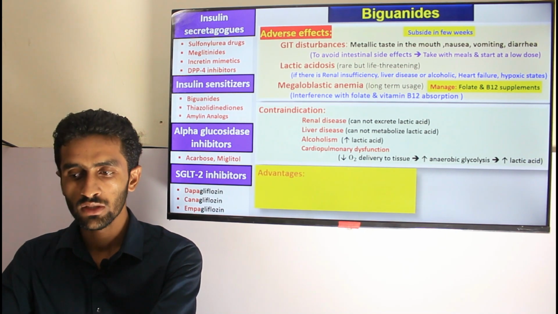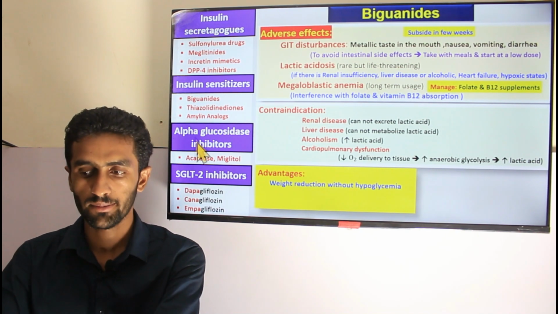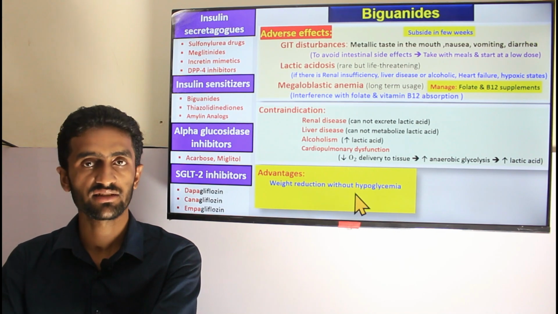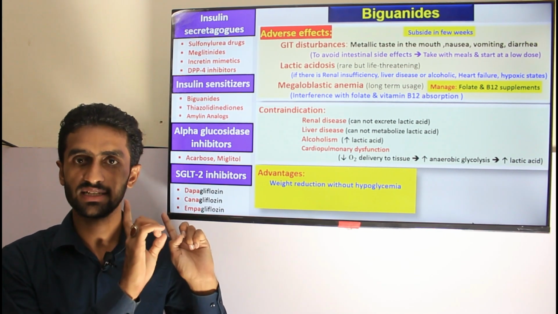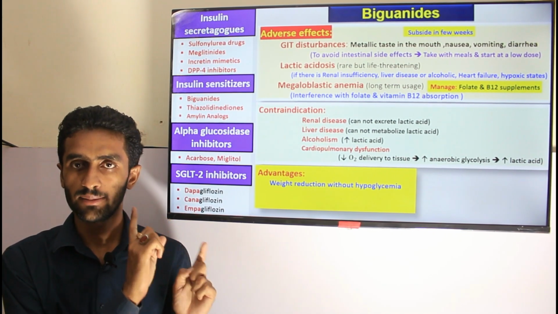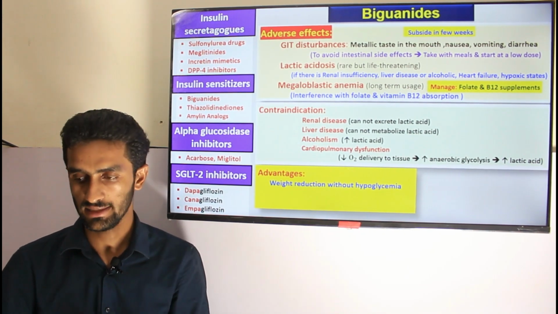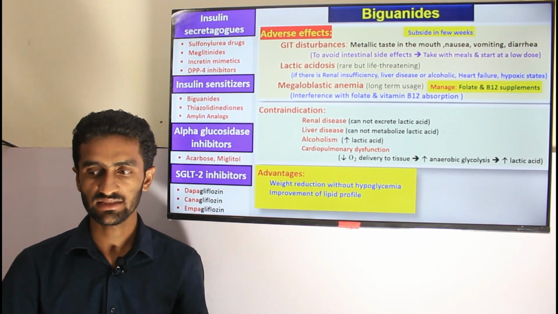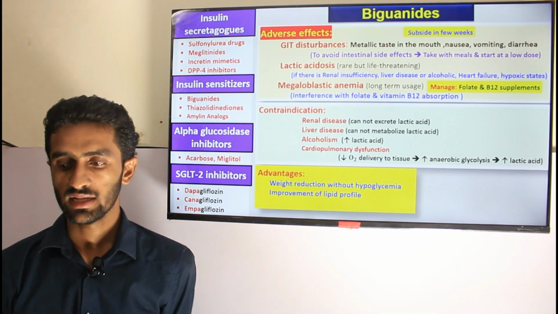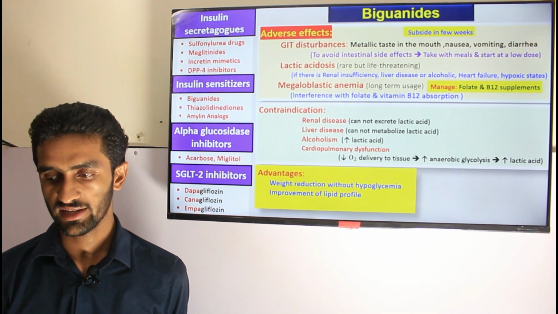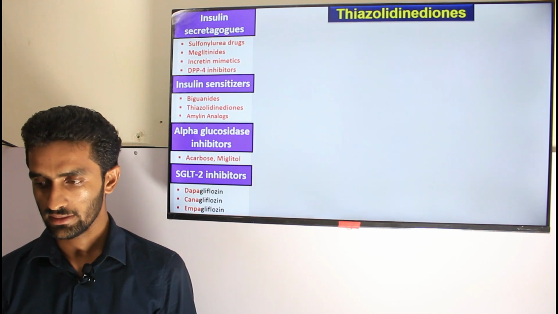Okay, so their advantages. One important advantage is that they cause weight reduction without hypoglycemia. So you can say sulfonylurea was the hypoglycemic drug, while this is euglycemic. Okay, so metformin is euglycemic, and they improve the lipid profile as well, which is responsible for the weight reduction, and it's also inexpensive.